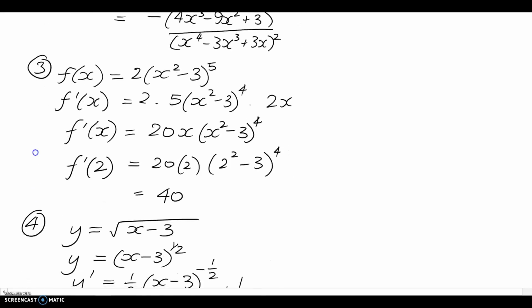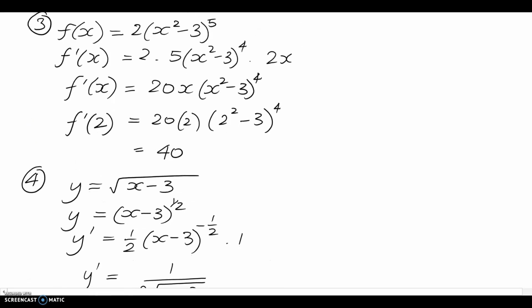With 3, it has asked me to find the gradient function when x is 2. So I've got to find the gradient function first. So bring the 5 down the front, combines with the 2. That's 10. But then I had to multiply it by the derivative of what's inside the bracket. So that's 2x. So that 2 combines with the 5 times 2 and makes 20.